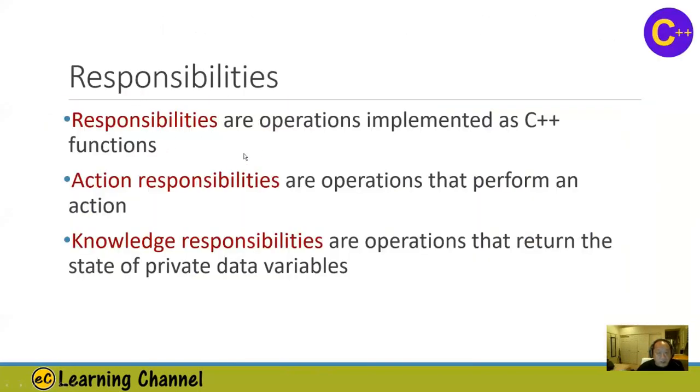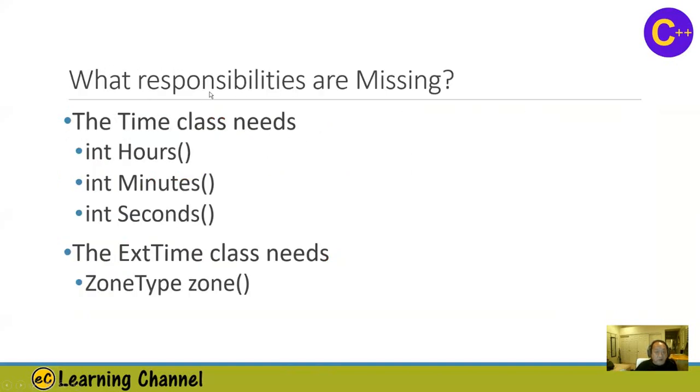Responsibilities are operations implemented as a C++ function. Action responsibilities are operations that perform an action. Knowledge responsibilities are operations that return the state of private data available. So a responsibility is something you need to implement. If you have an abstract method, you need to do that. What responsibilities are missing? In the time class, you need to have this one. So if you have some abstract method being defined, some class needs to actually implement that.